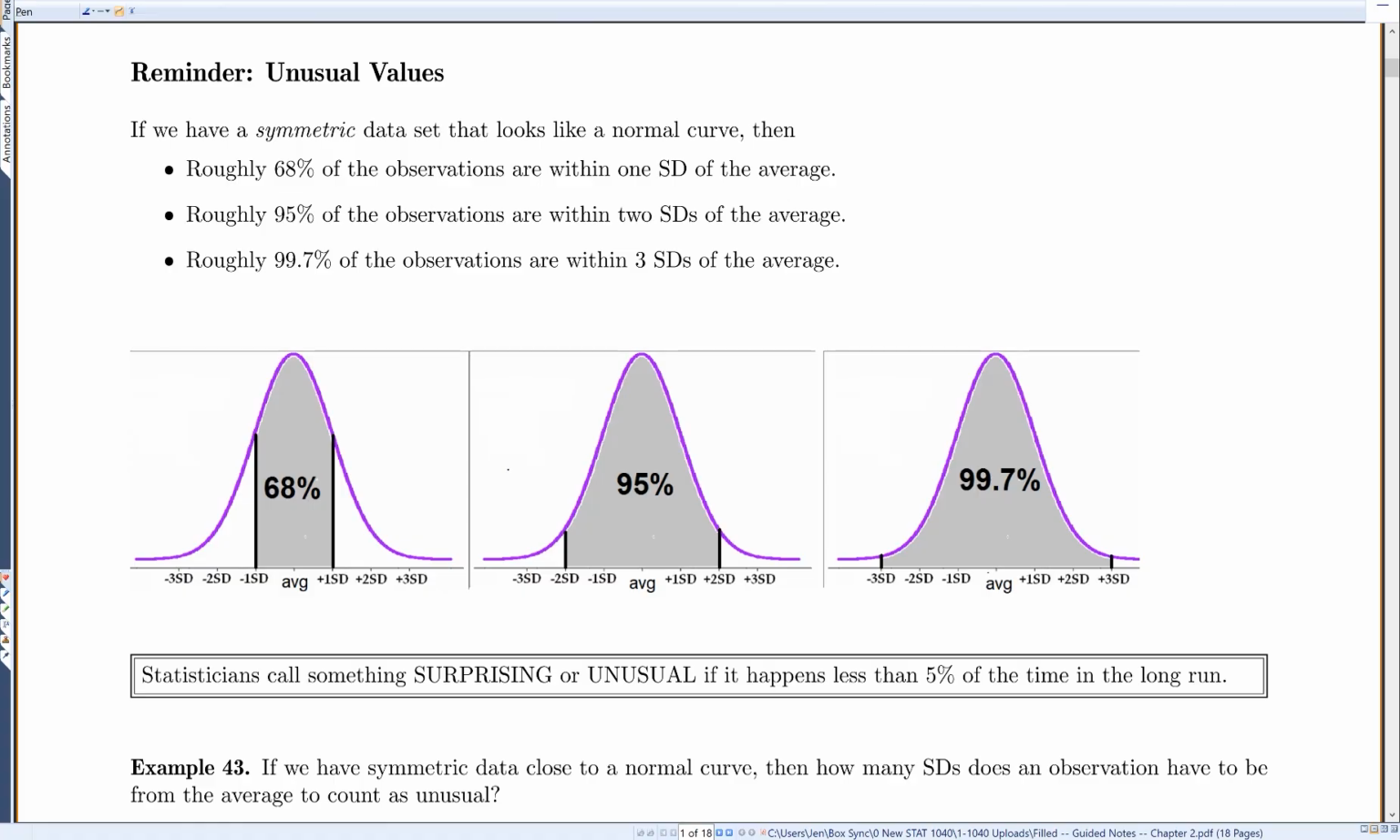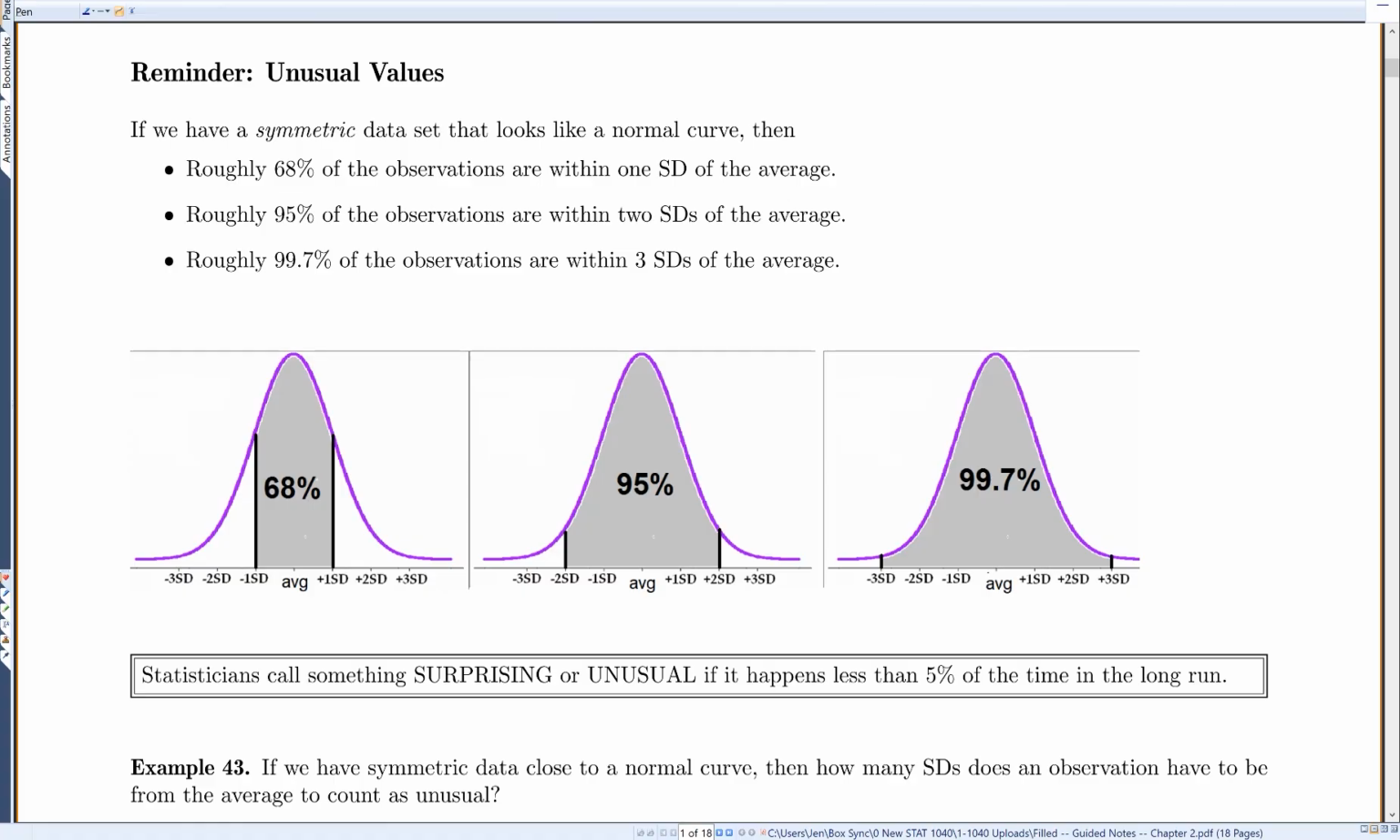We talked about this back in chapter 1, but if we have a symmetric data set that looks kind of like a normal curve, then about 68% of our observations are within one SD of the average. 95% of the observations are within 2 standard deviations of the average, and 99.7% will be within 3 standard deviations of the average. And you can see this nice graphic to remind us.